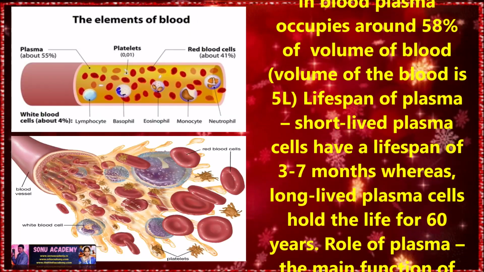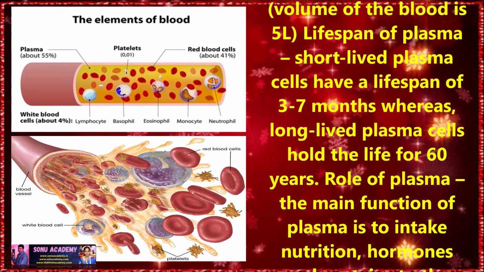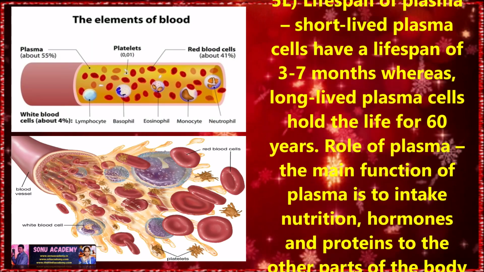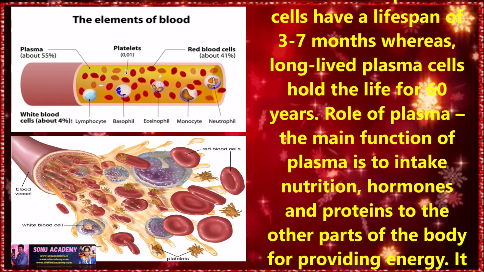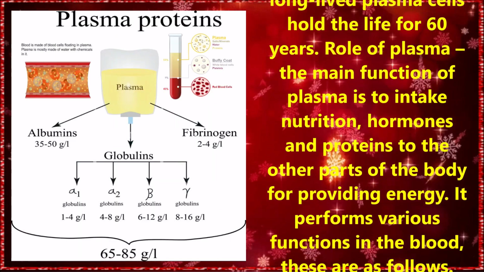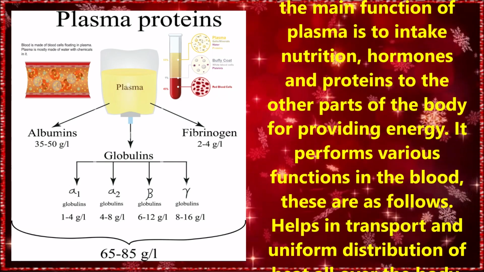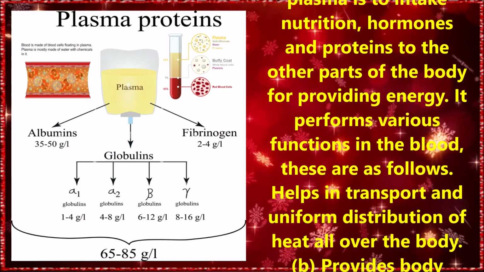Short-lived plasma cells have a lifespan of 3 to 7 months, whereas long-lived plasma cells live for 60 years. Role of plasma: the main function of plasma is to carry nutrition, hormones, and proteins to the other parts of the body for providing energy.